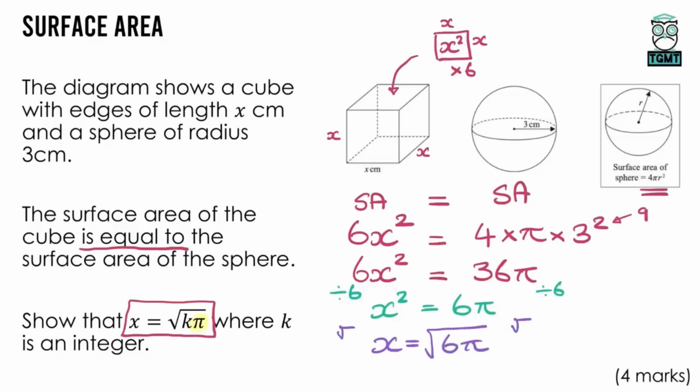And there we go, we've got our final answer. X is equal to the square root of 6 pi. So there we go, k is equal to 6. It doesn't ask us to say what k is equal to, it just wanted us to show that x was equal to the square root of something pi. We found that it was 6 pi. And there we go, there's our final answer. Definitely a tricky question, but not as bad as it looks.